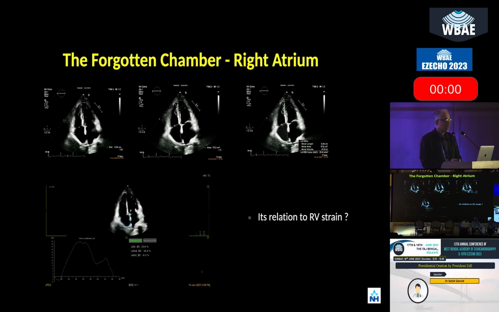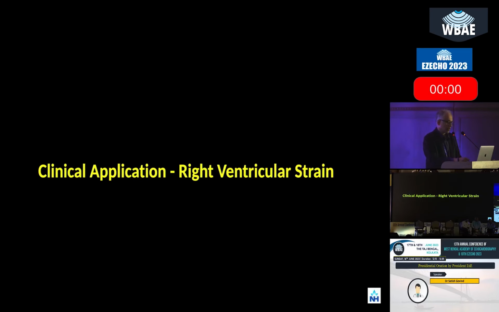Now, what about the RA strain itself? How much is its relation? We still don't know. The right side is a low pressure area, so how much does the RA affect the RV? We still don't know. So it would be good to look into the RA strain also, and its relationship to the RV. So now the clinical applications.